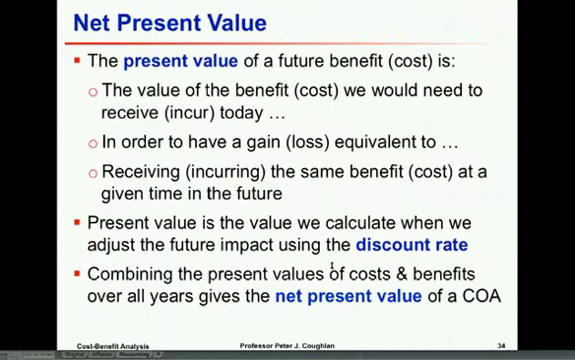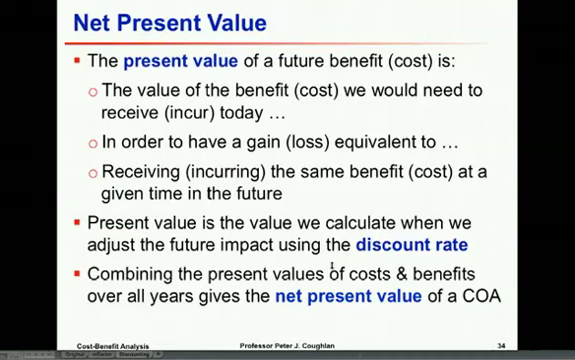So the present value of a future benefit or cost is the value of that benefit or cost that you would need to receive or incur today. Let me read this just as a benefit first, and then I'll read it again as a cost. The present value of a future benefit is the value of the benefit we would need to receive today in order to have a gain equivalent to receiving the same benefit at a given time in the future.